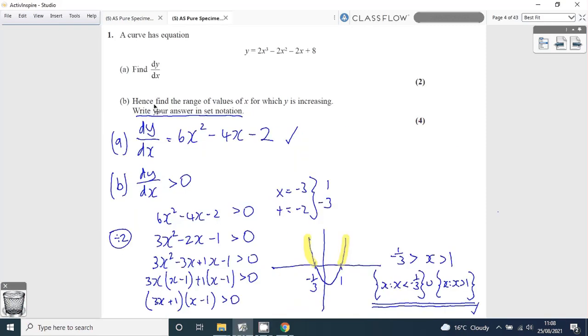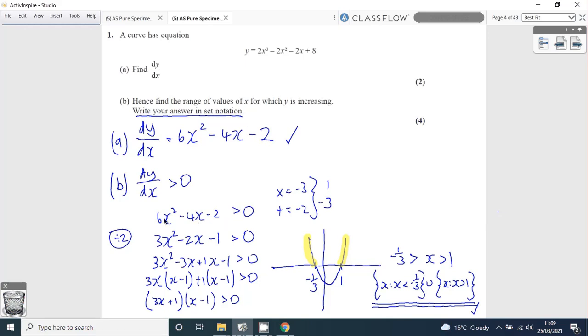So the solution for question 1, when we differentiate, so we're multiplying by the current power, reducing the power by 1 for each of the 4 terms. So 2x cubed becomes 6x squared, minus 2x squared becomes minus 4x, and minus 2x becomes minus 2, and the plus 8 disappears. Now, it's an increasing function when dy dx is greater than 0. So taking our answer from part A, we're setting it to being greater than 0.